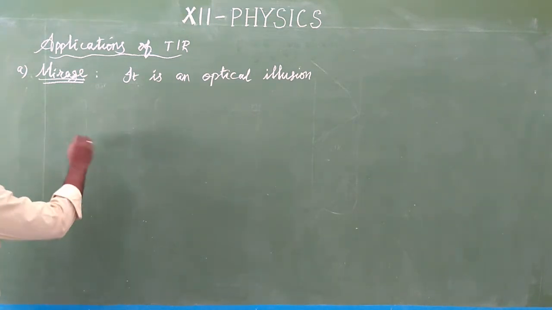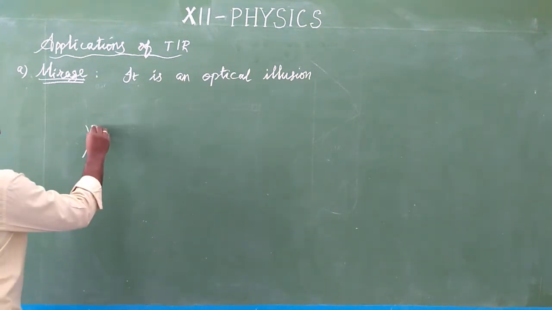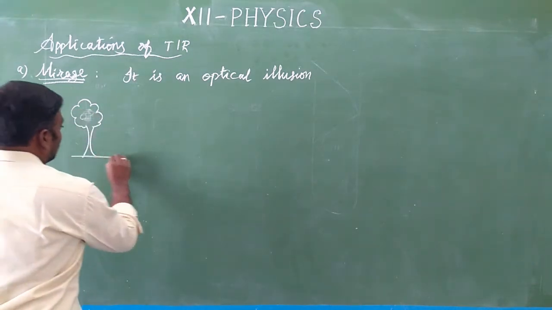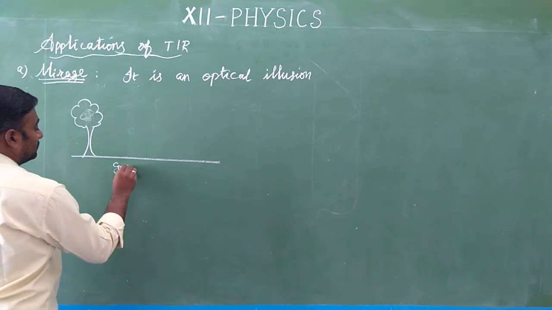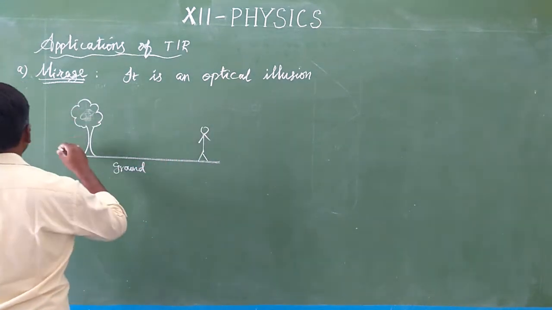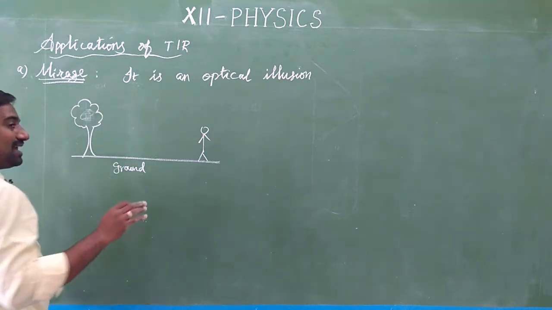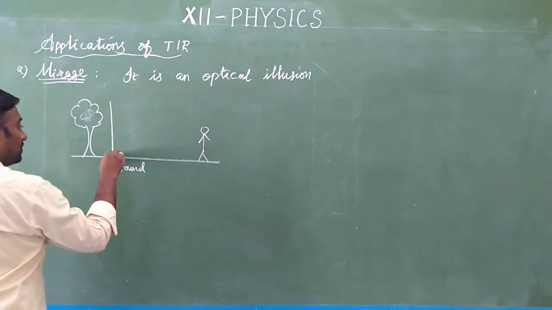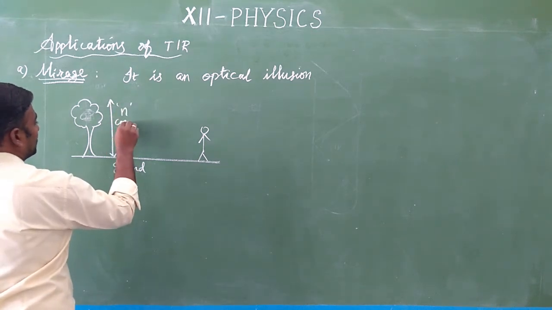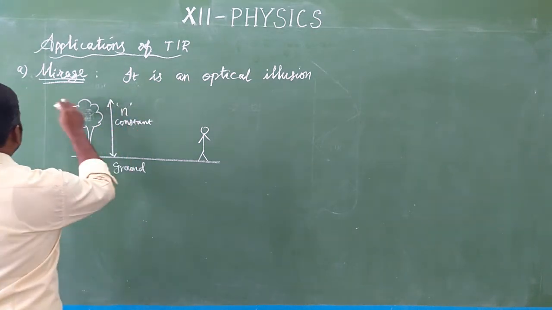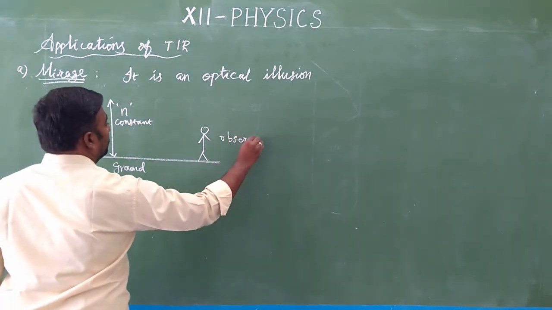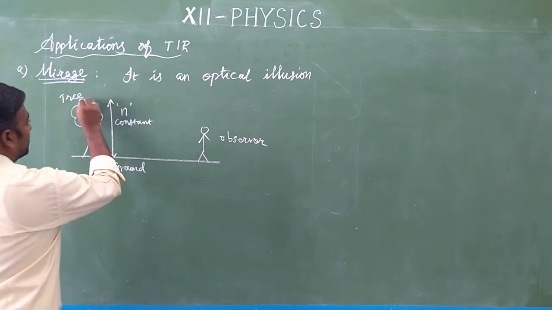So how does a mirage occur? On a normal day, this is a tree. Okay, right. So this is a tree and this is the ground, and there is an observer who is observing the tree. So on a normal day, the air is at a constant temperature. So there is no change in the air medium. So the refractive index is constant. So the light rays from the tree to the observer go like this.